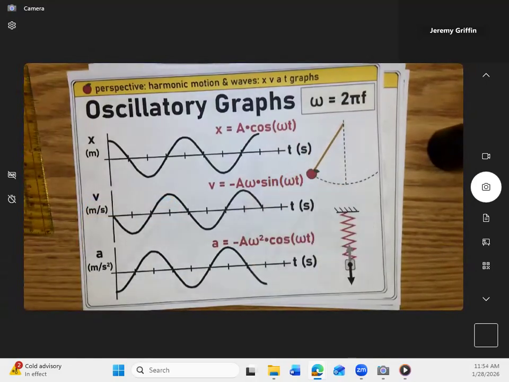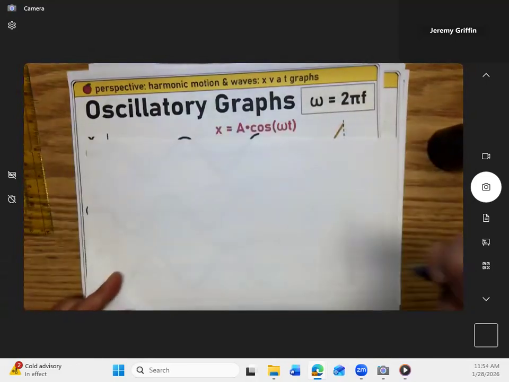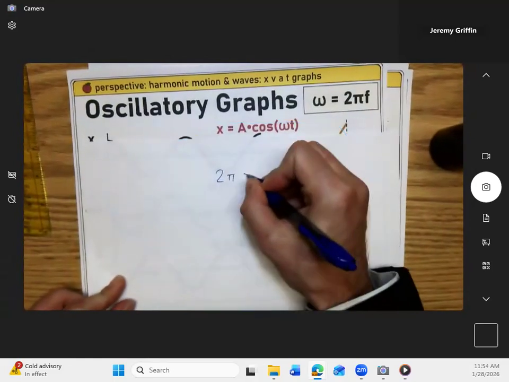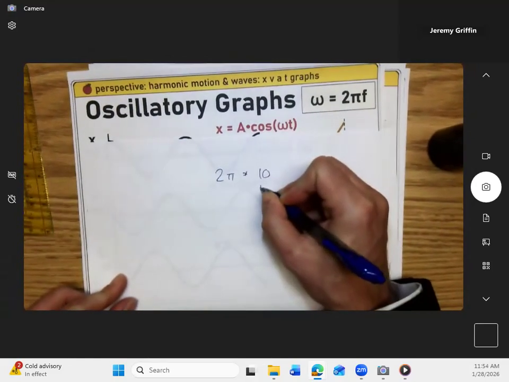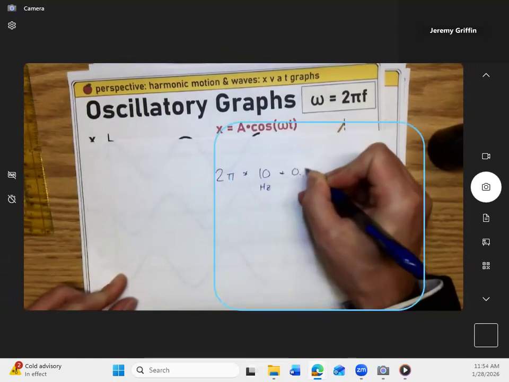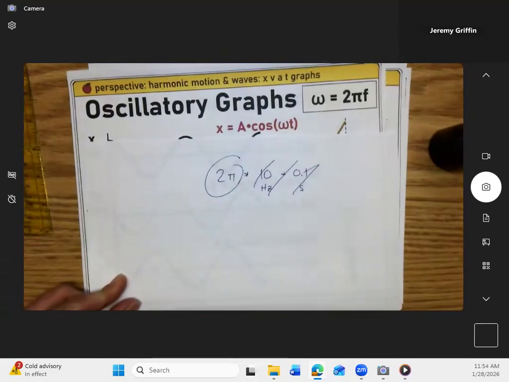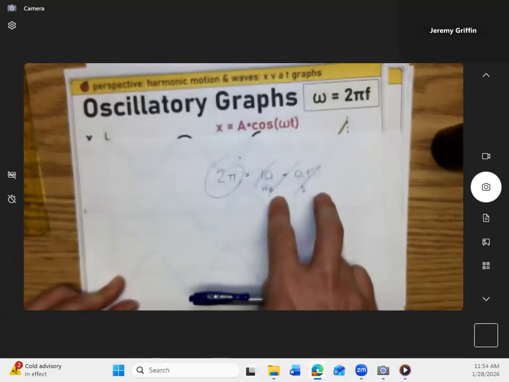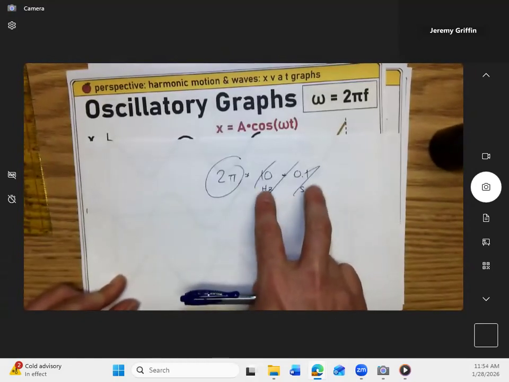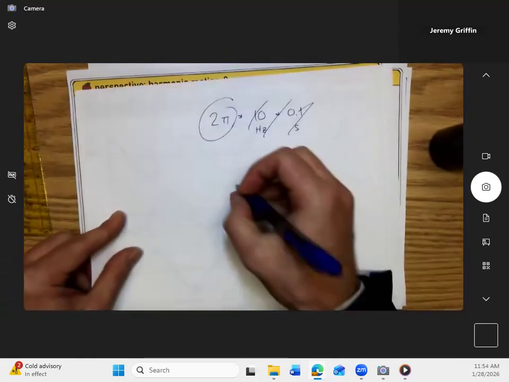Here, I'll write it down. It's 6.2. Yeah, it's 2 pi. 2 pi times 10 hertz times 0.1 seconds. Well, this just cancels out, and it leaves you with 2 pi, doesn't it? Yes. In fact, for 1 complete cycle, doesn't the frequency and the time period always just cancel out? And it leaves you with 2 pi.